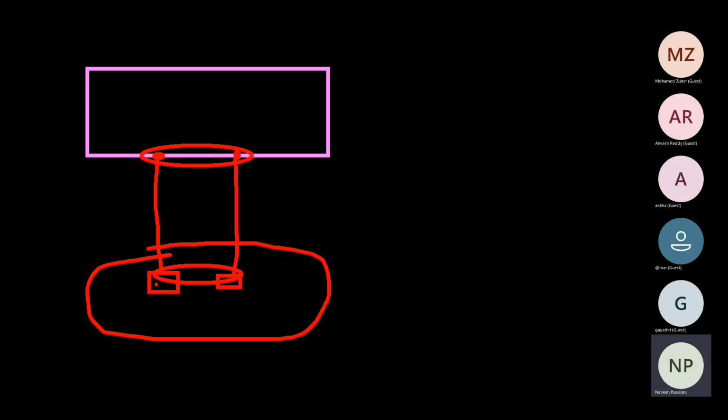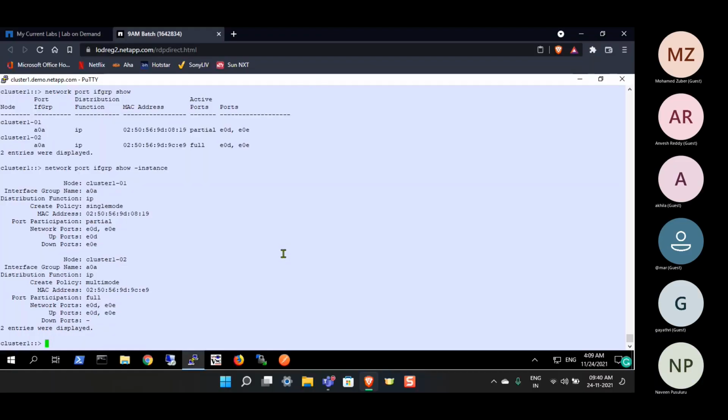Okay, did you get it? What I'm saying? So whenever you're doing this kind of network configuration, you need to have coordination with the network team. So yeah, same thing. After that, you need to add this ifgroup to the broadcast domain, and you can start creating LIFs.